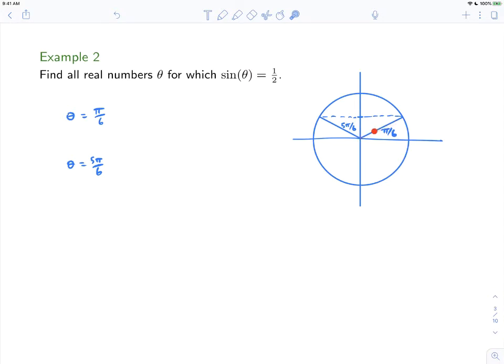So pi over 6 is a solution. But if we add 2 pi to this, that is, if we add a complete rotation, then we get another solution. So pi over 6 is a solution, pi over 6 plus 2 pi is a solution, and then you can go around again and again and again. So we'll have pi over 6 plus 4 pi is a solution, and so on. Similarly, we have that 5 pi over 6 is a solution, but again, any coterminal angle will also be a solution. So we'll also have 5 pi over 6 plus 2 pi, 5 pi over 6 plus another 2 pi, which gives us 4 pi, and so on.